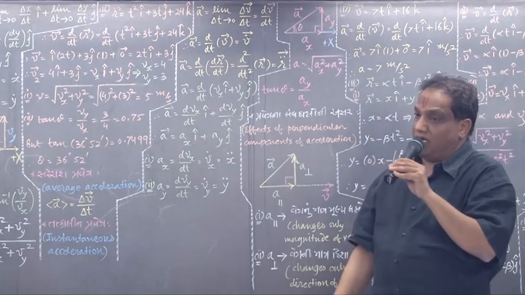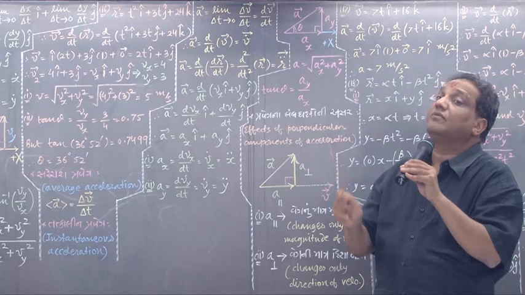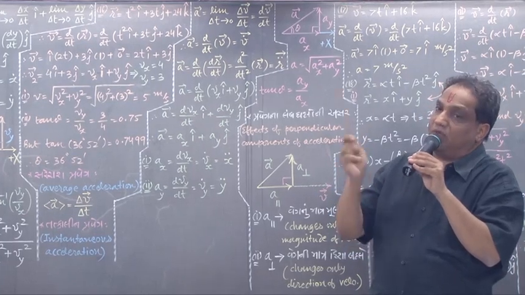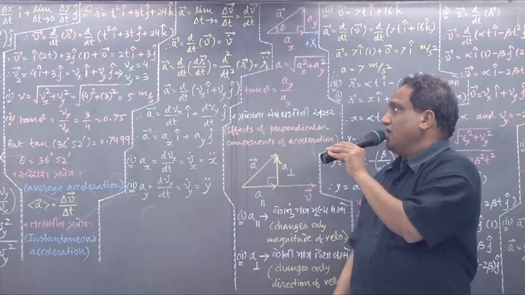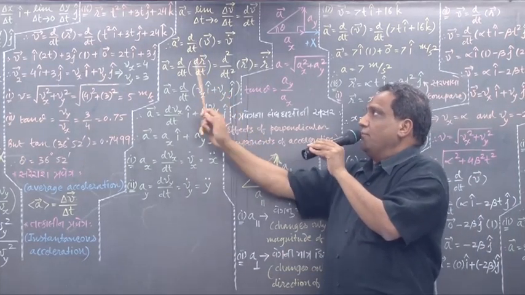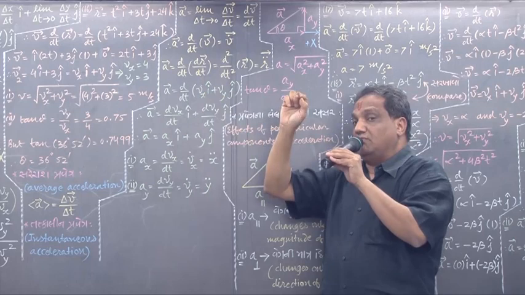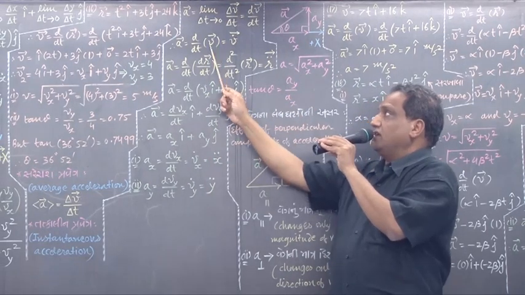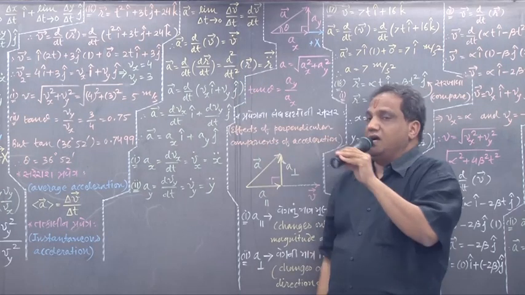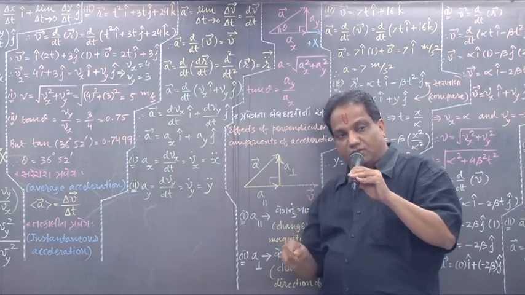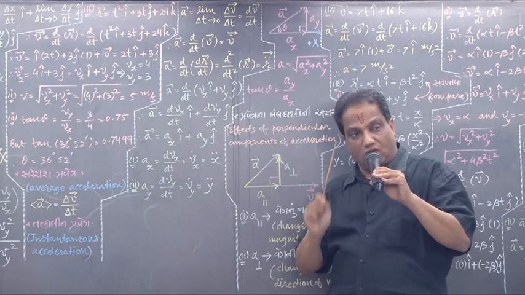But what do you mean by d by dt? Time rate of change of. From the mathematics point of view, derivative with respect to time. But this d by dt can be shown by the symbol of dot. So this is nothing but vector v dot. As many times derivative, that many times we must place the dot.